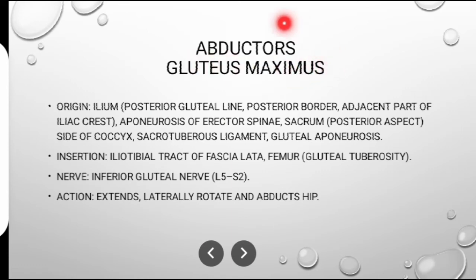Now discuss the muscles that are involved in abduction of hip. The first muscle is gluteus maximus. Gluteus maximus origin, insertion, nerve supply and action have already been discussed above in this video. So move to next muscle.